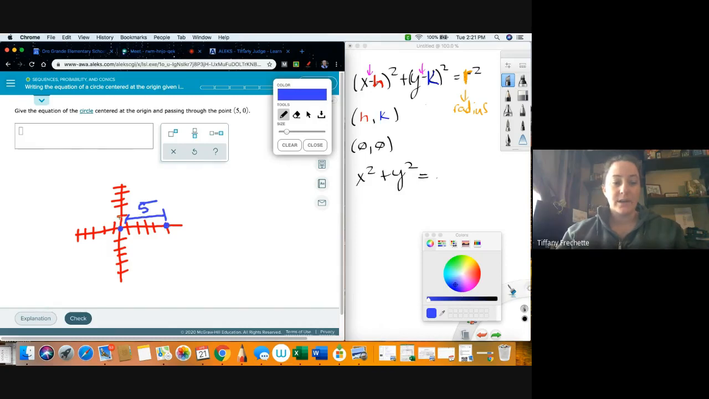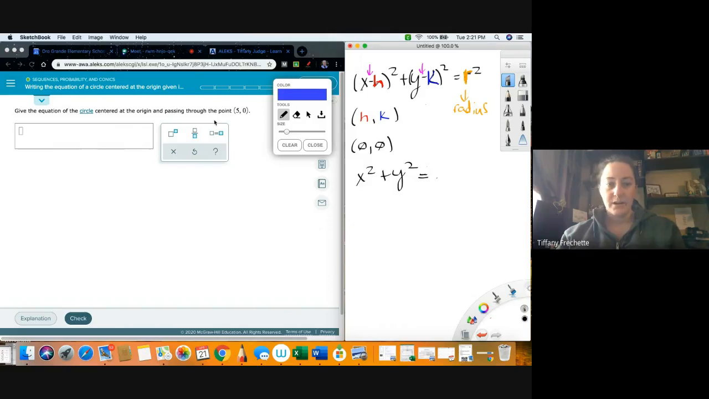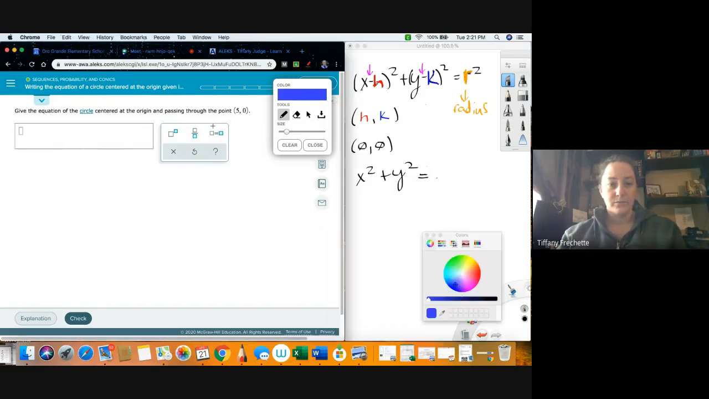So I can do that same thing: 1, 2, 3, 4, 5. Once I know how far away it is in one direction, it has to be that same distance all the way around. That helps me visually see what my circle would look like. All right, so I'm going to go ahead and clear that out, and I'm going to turn my cursor on. So I'm going to have x squared, and I have to hit this little box so I can put my squared in, plus y squared, equals, and remember the radius is 5.